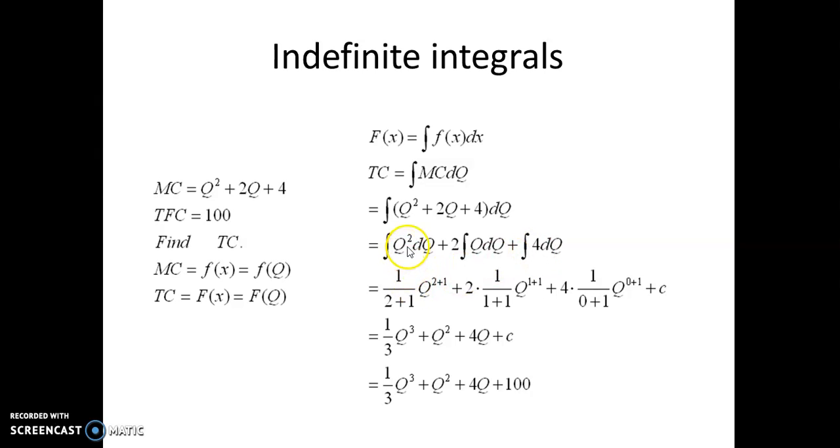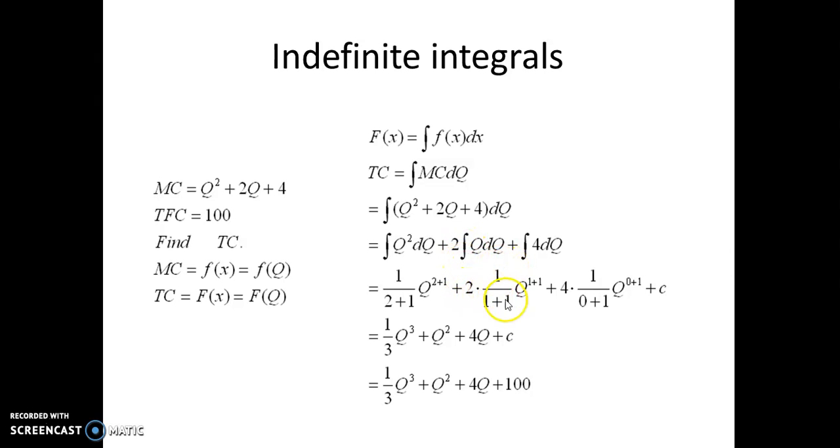So therefore, q is raised to the power of 2. So that means n is 2. So therefore, it will be q to the power of n plus 1. So therefore, it is 2 plus 1. And I have 1 over n plus 1. And that is 1 over 2 plus 1. So it's simply 1 over 3. Q cubed plus, remember you take the constant in front of the integral sign.